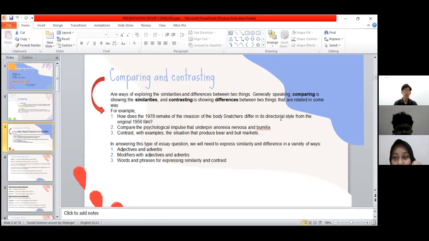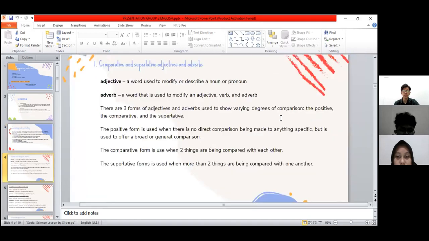In answering this type of essay question, we will need to express similarity and difference in a variety of ways. Number one, adjectives and adverbs. Number two, modifiers with adjectives and adverbs. And number three, words and phrases for expressing similarity and contrast. Number one, comparative and superlative adjectives and adverbs. An adjective is a word used to modify or describe a noun or pronoun. And an adverb is a word that is used to modify an adjective, verb, or adverb.